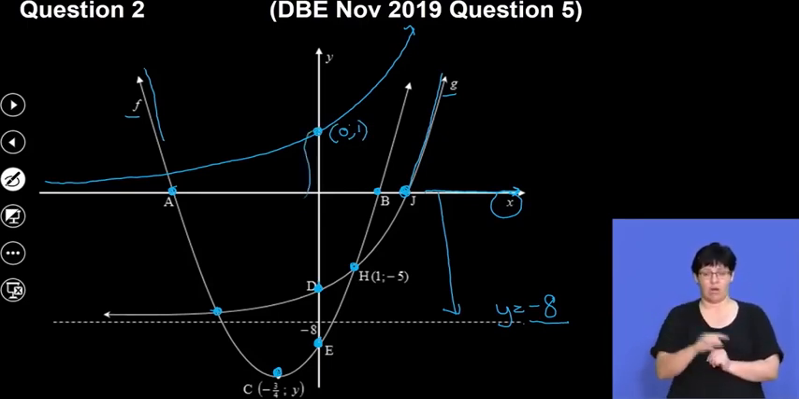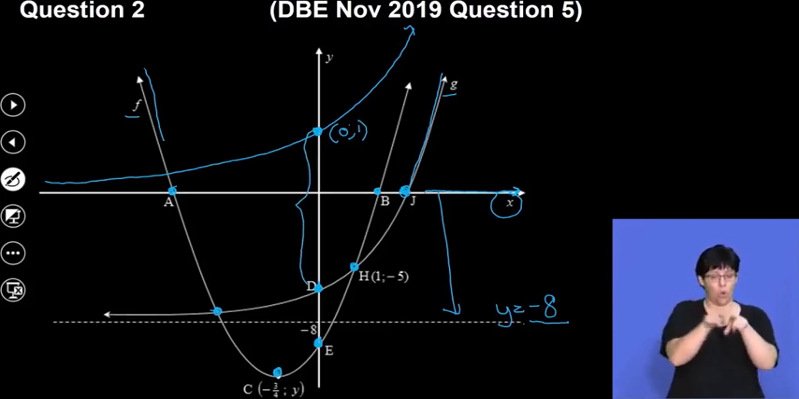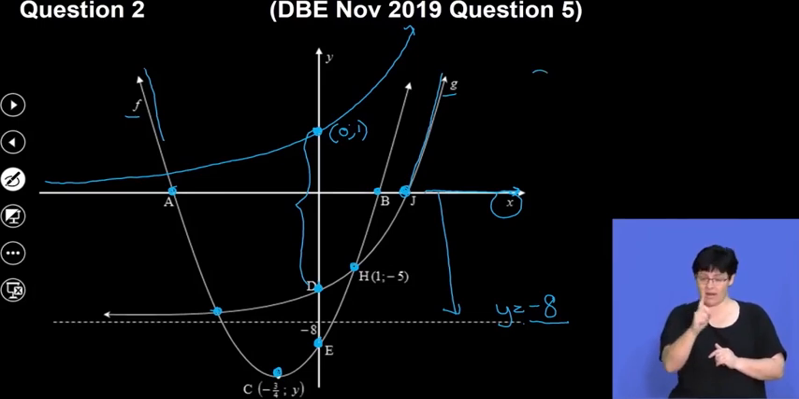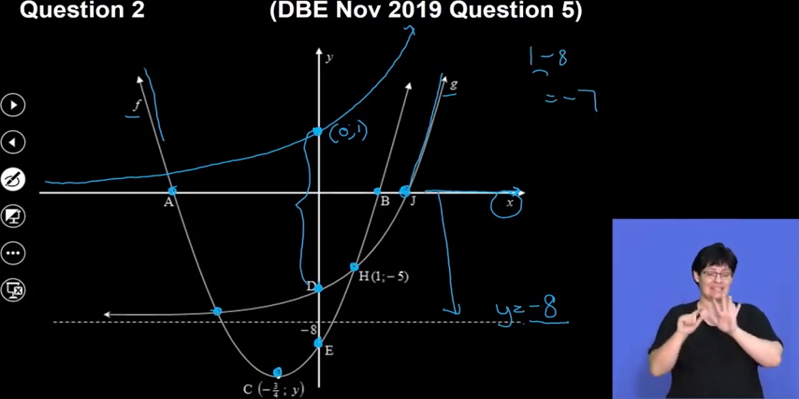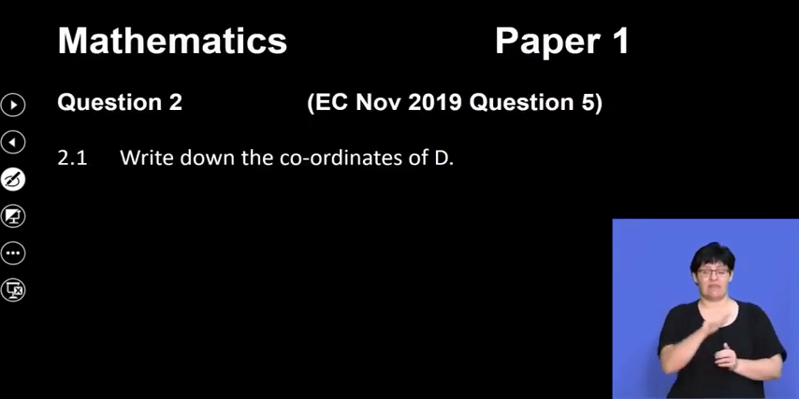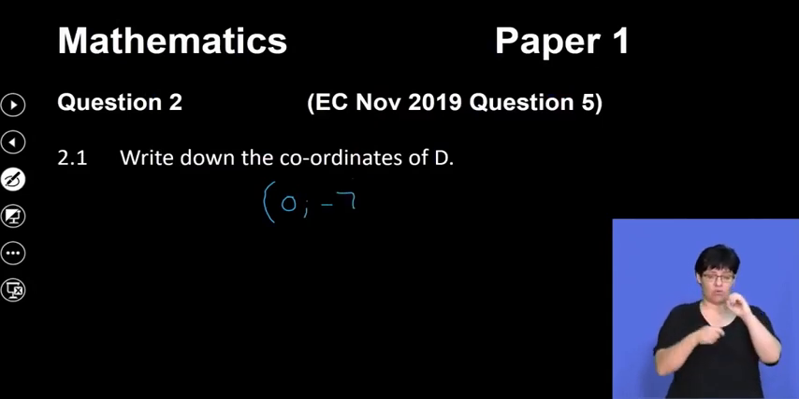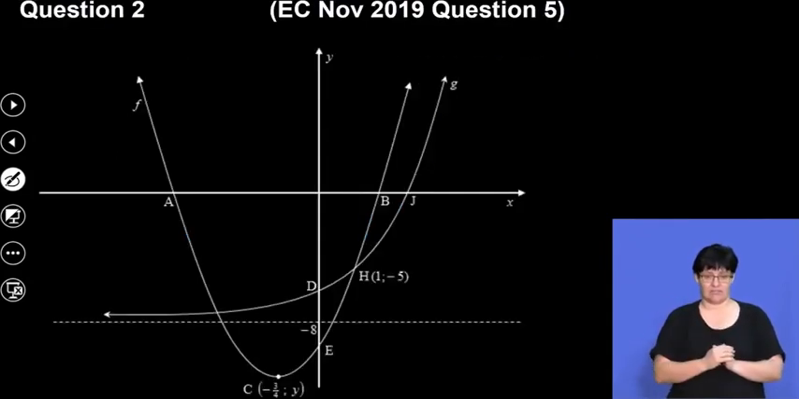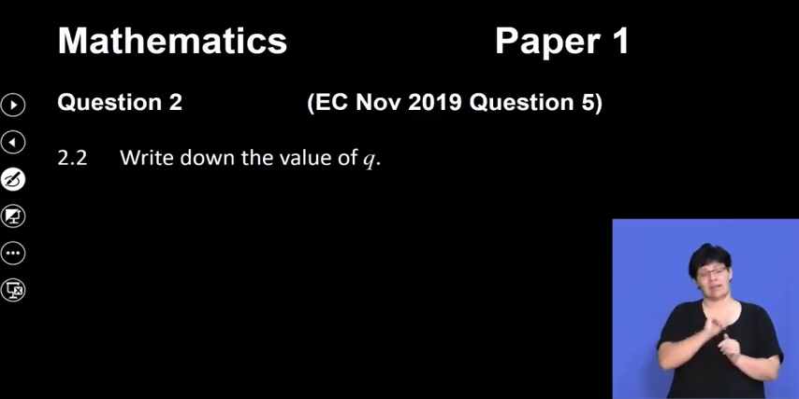So because the whole function has been translated down by 8 units, this y-intercept has also been moved down by 8 units. So instead of being 0, 1, we know that 1 minus 8 gives us -7. So therefore, the y-intercept has moved down from 1 to -7. So therefore, the coordinates of point D are 0, -7. Okay, there it is again. We're going to use the diagram for the next question.